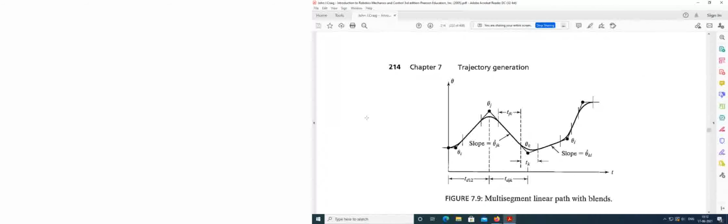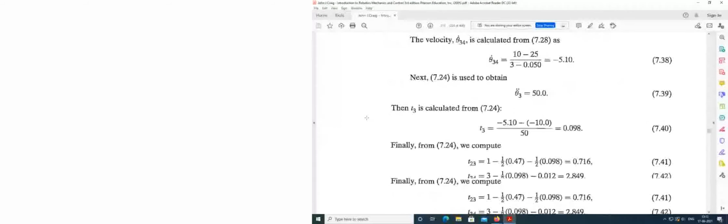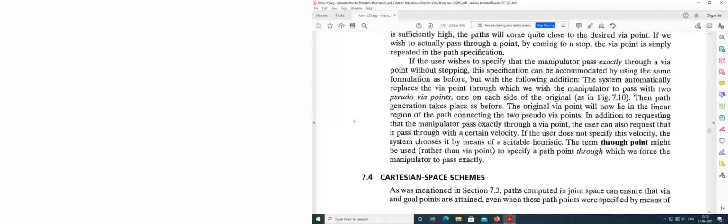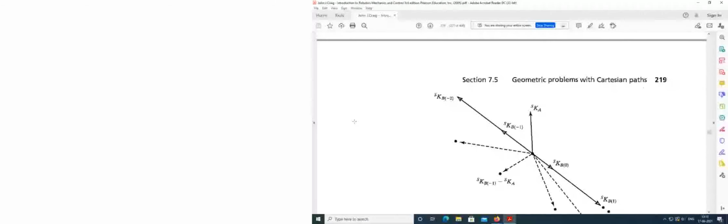So that's what trajectory planning is about, and I leave these things for you to go through yourself. There are various schemes, but they are a little advanced. Mainly those are the things which I wanted to discuss in this session. Any questions?